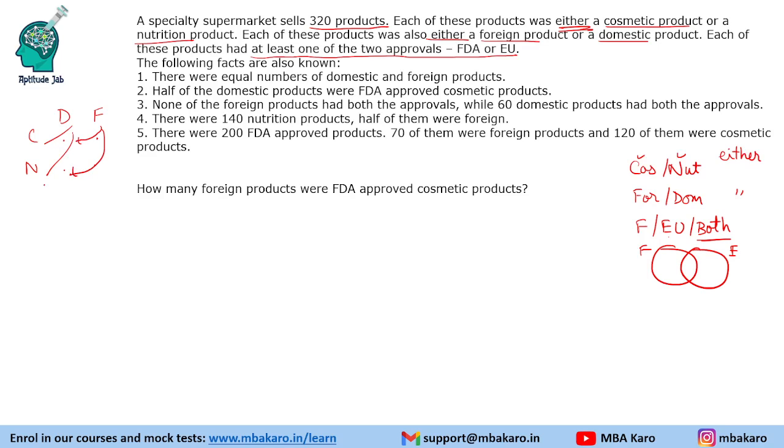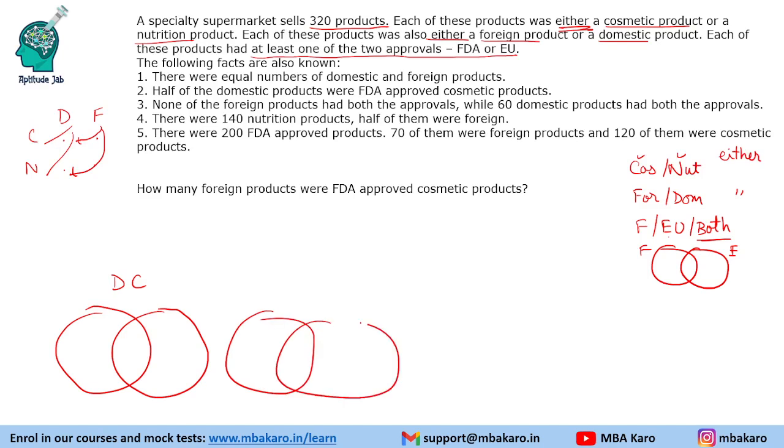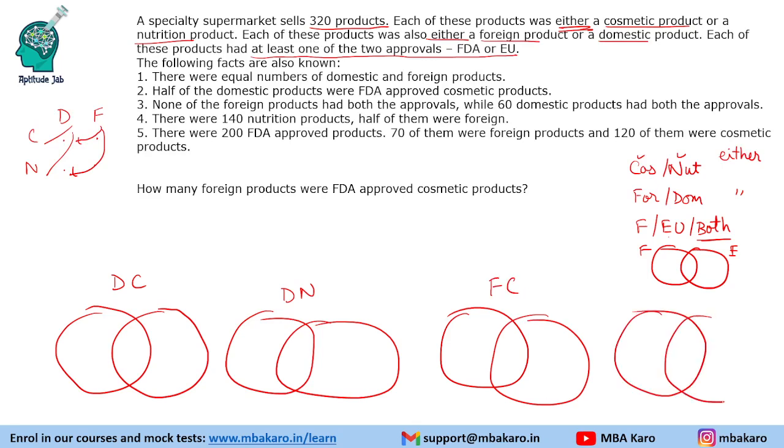So let us make a Venn diagram like this. So we will make four categories. Let us say domestic cosmetics, domestic nutrition, similarly foreign cosmetics and foreign nutrition. So these are the four categories, and for all four of them we will have to make a Venn diagram using FDA or EU or both approvals.